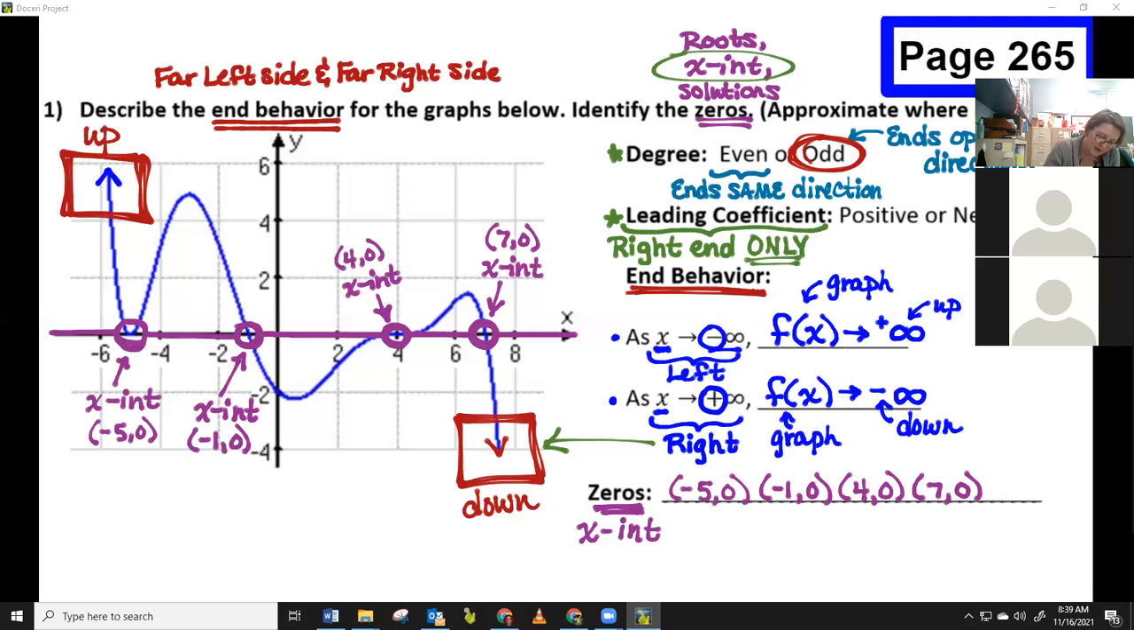We say it is positive if the right end is going up. And we say it is negative if the right end is going down. So does this one have a positive or a negative leading coefficient? Negative.